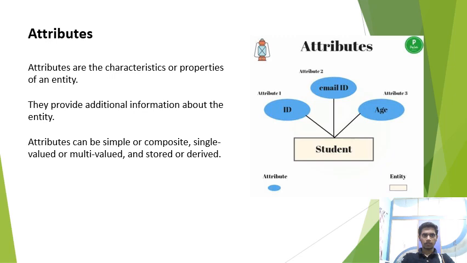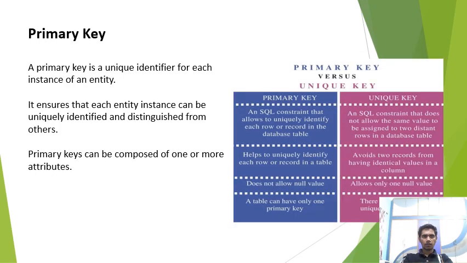Attributes. Attributes are the characteristics or property of an entity. They provide additional information about the entity. Attributes can be simple or composite, single valued or multi-valued, and stored or derived. Primary key. A primary key is a unique identifier for each instance of an entity. It ensures that each entity instance can be uniquely identified and distinguished from others. Primary key can be composed of one or more attributes.